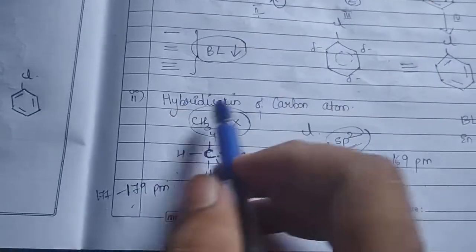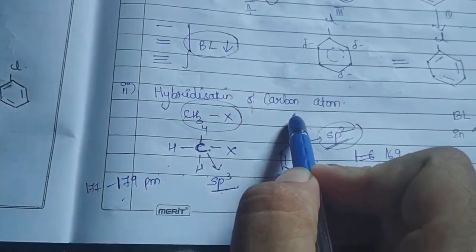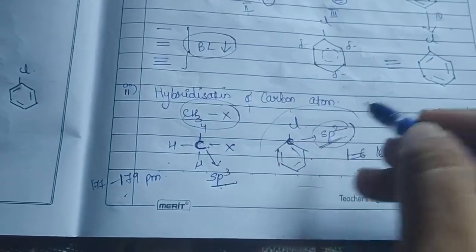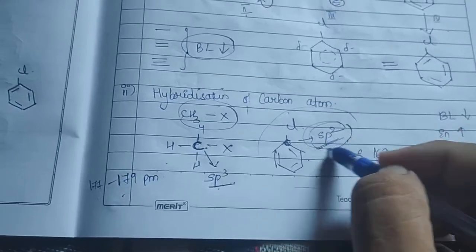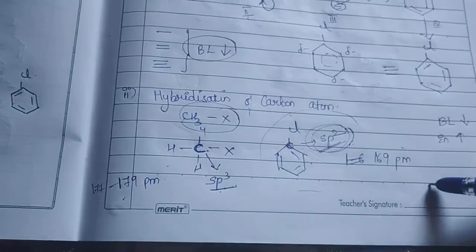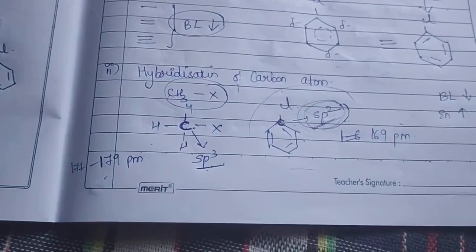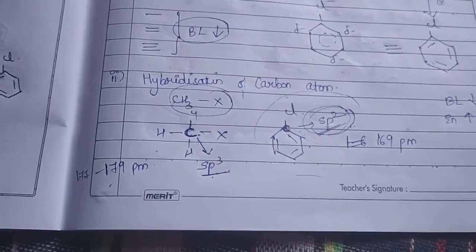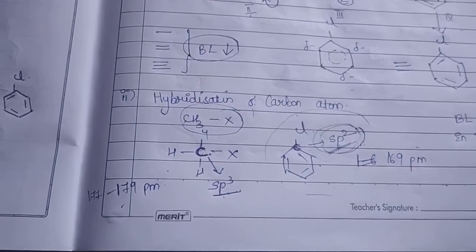Then also we saw with respect to the hybridization of the carbon atom. When we are talking about haloarenes, the carbon atom hybridization in a haloarene is sp2. Whenever it is sp2, what happens? The bond length decreases. When the bond length decreases, the energy required to break that bond increases. That can be the second important point.